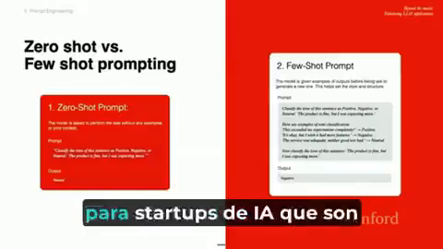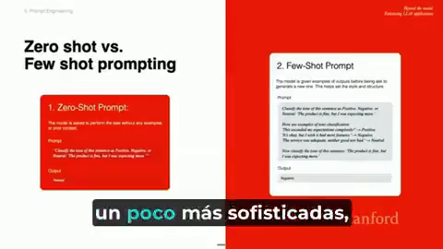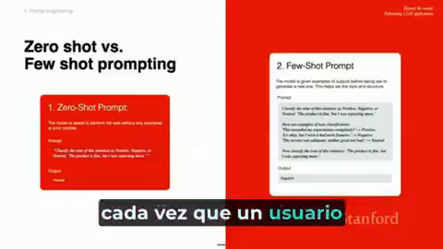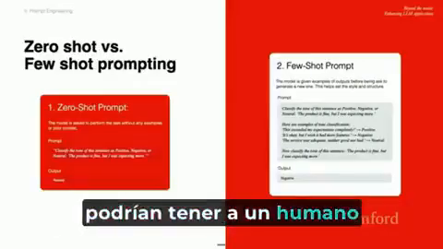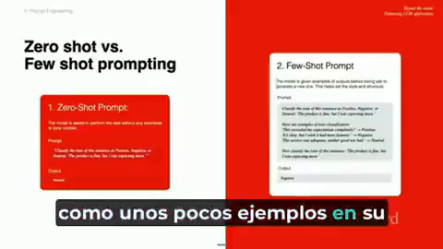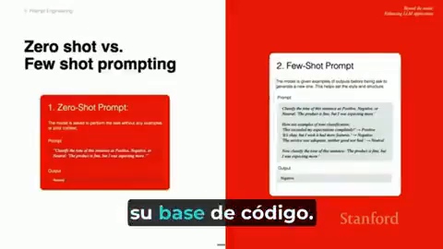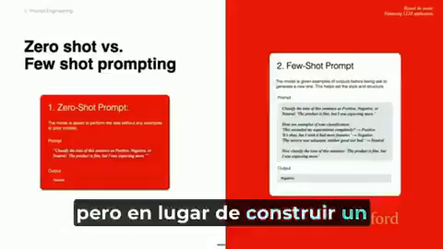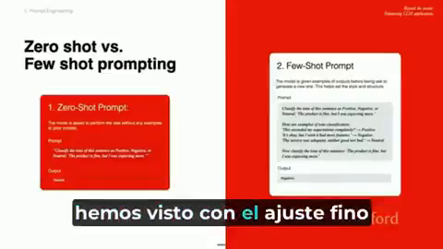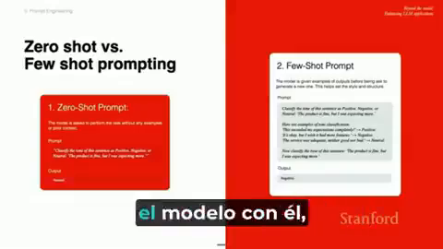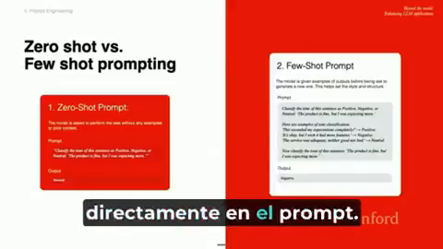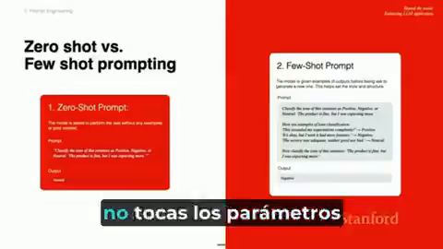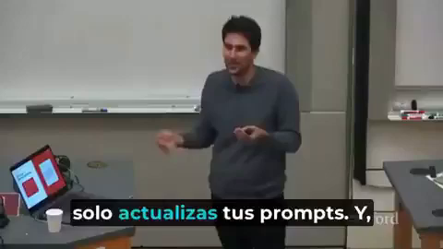And in fact, for AI startups that are slightly more sophisticated, you might see them keep a prompt up to date. Whenever a user says something, they might have a human label it, and then add it as a few-shot in the relevant prompt in their code base. You can think of that as almost building a data set, but instead of actually building a separate data set like we've seen with supervised fine-tuning and then fine-tuning the model on it, you're just putting it directly in the prompt. And it turns out it's probably faster to do that if you want to experiment quickly, because you don't touch the model parameters, you just update your prompts.